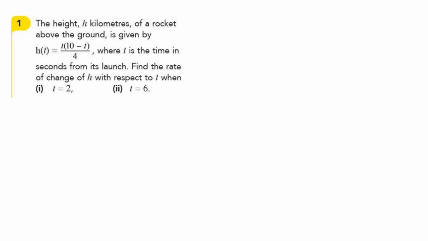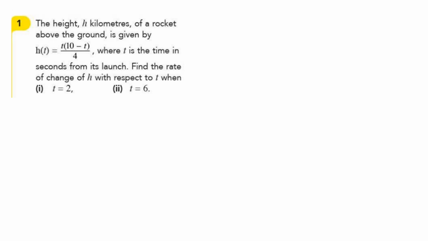The questions for rates of change will be from exercise 13.2. Let's look at question 1. You're given the height in kilometers of a rocket above the ground, given by a function h(t) = t(10 - t)/4. In this question, t is the time in seconds from its launch. And you're asked to find the rate of change of h with respect to t when t is 2 seconds and when t is 6 seconds.